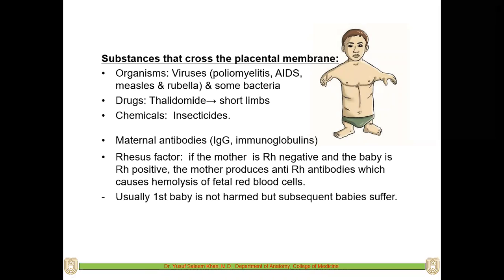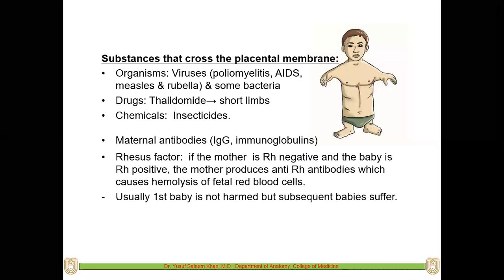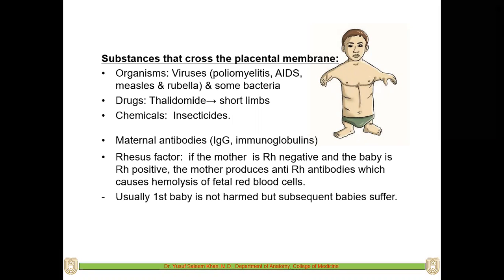I said when the mother is Rh negative and the baby is Rh positive. The antibodies are produced within the mother, especially during delivery of the first child. If the child is positive and the mother is Rh negative, the blood can pass between the mother and the fetus during delivery because there is a break in the barrier at that time. So at that time, a few cells can enter from the child to the mother.